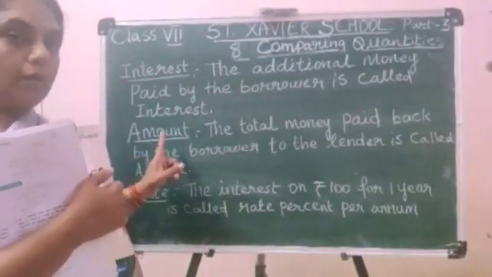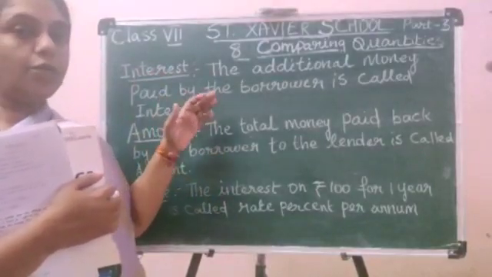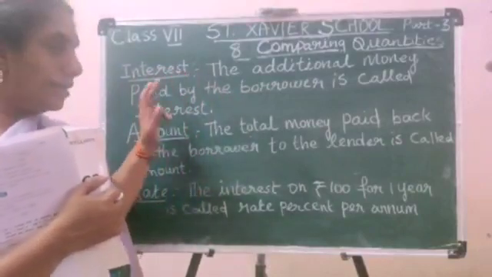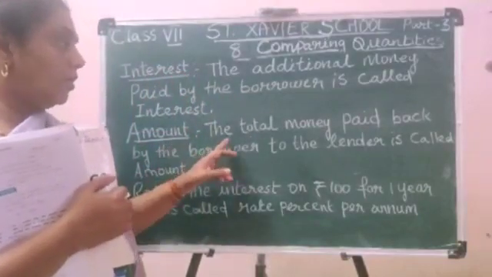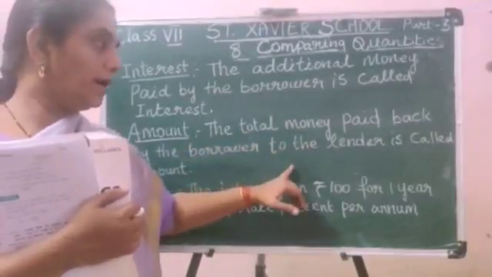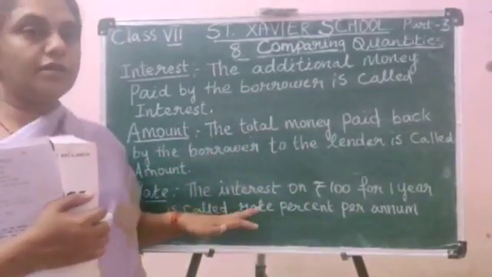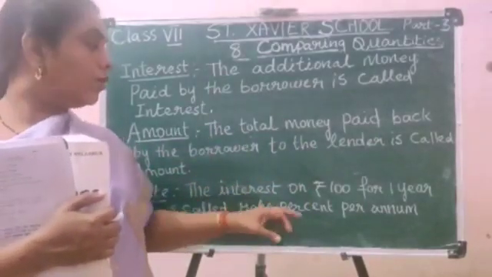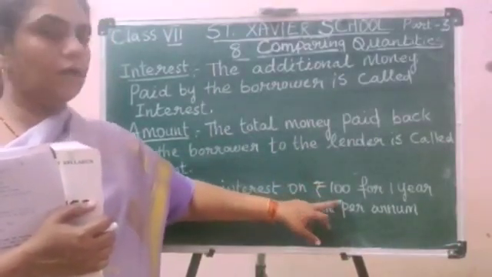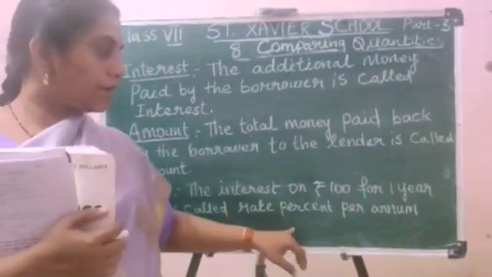Next one is the amount. Amount is the total money paid back. That means the principal, how much you have taken from the lender or bank, along with the interest is called the amount. So the total money paid back by the borrower to the lender is called the amount. Now rate. What is the rate of interest? Interest is calculated on rupees 100, for how many years? For 1 year, it is called rate percent per annum.